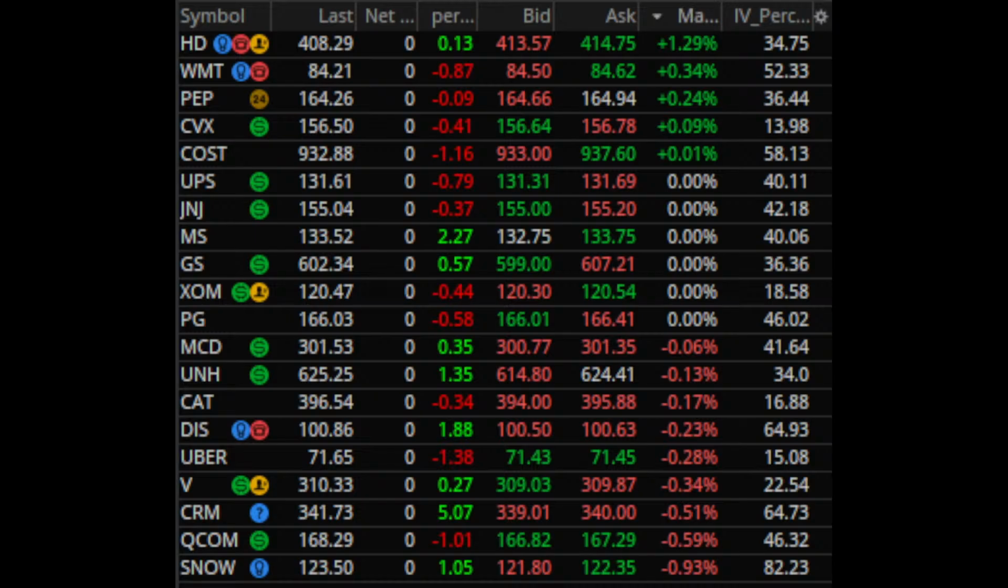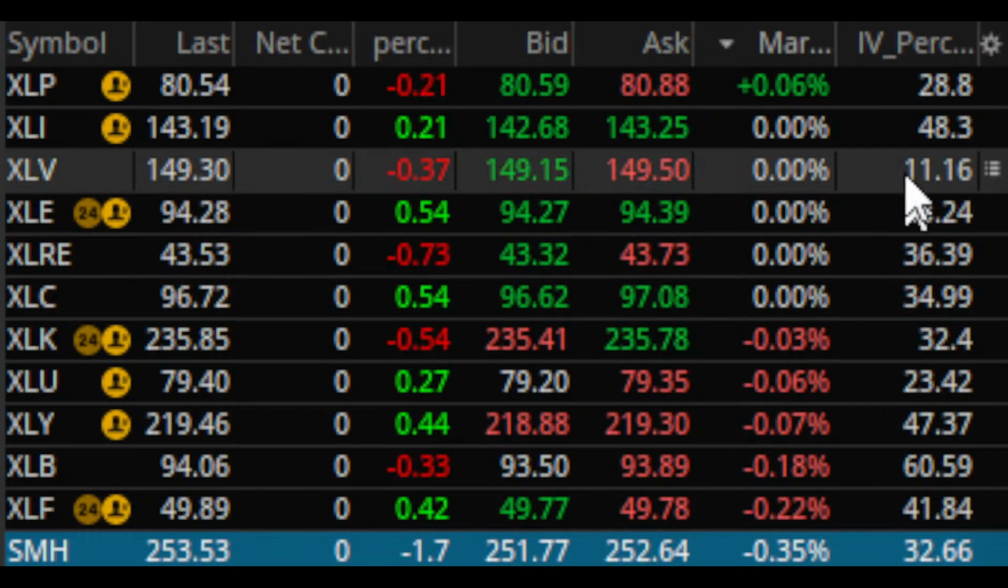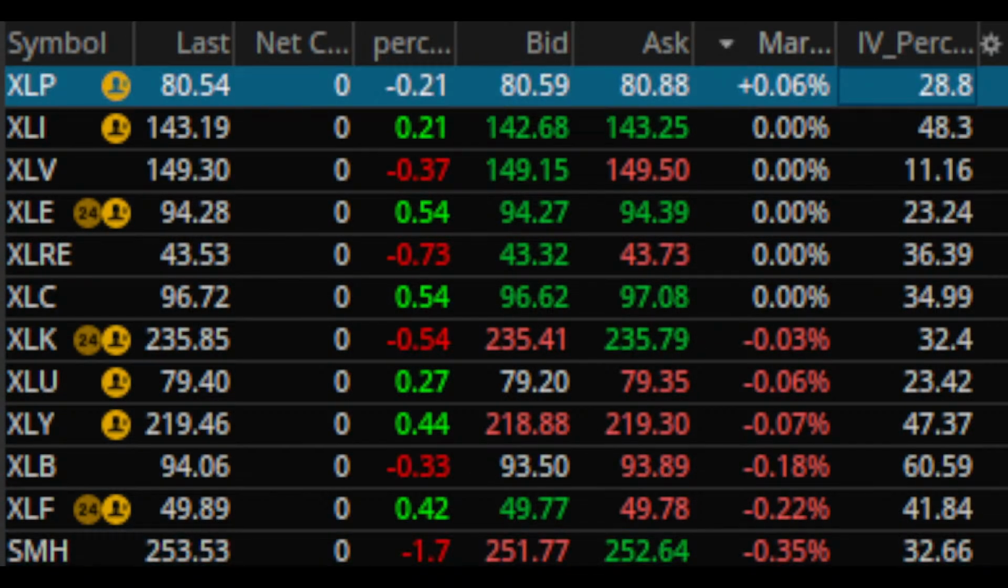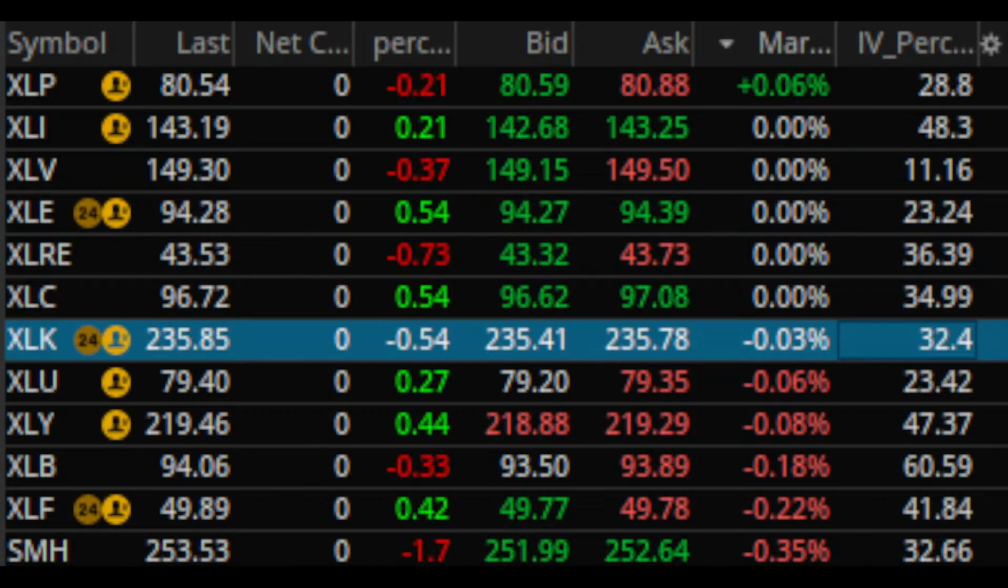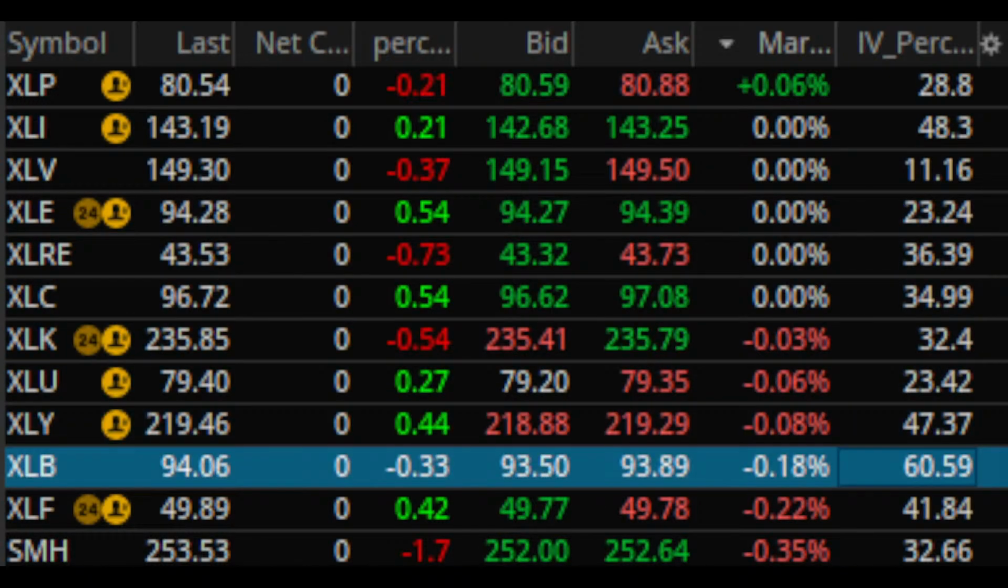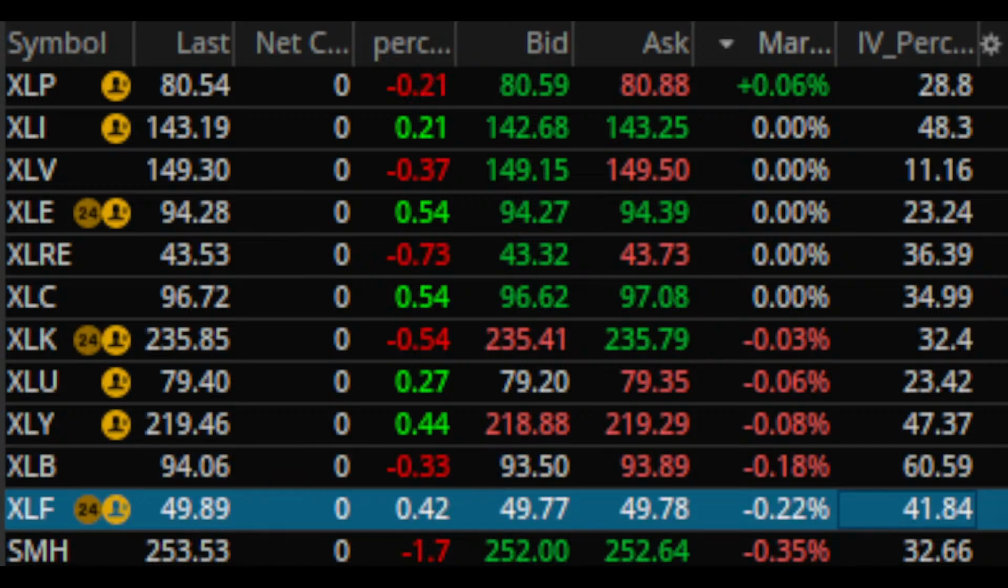Let's move on to the guts, the sectors here. Leading the pack, and it's not much of a leader, is Staples, up 0.06. That's not a leader. All right, so let's just go down to see the bottom three here. Basic Materials is down 0.18. That's not a market mover. Financials, it's down 0.22. Now why is financials down 0.22?